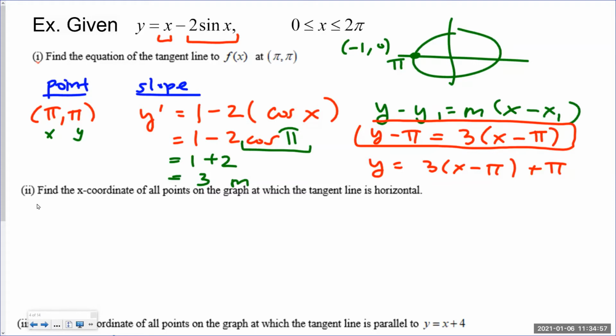All right, let's look at this problem right here. Find the x coordinate of all points on the graph where the tangent line is horizontal. When they tell you the tangent line is horizontal, let's think about this. What's the slope of the tangent line? If a line is horizontal, what's the slope of it? Okay, so if the slope of the tangent line is 0, what is equal to 0?